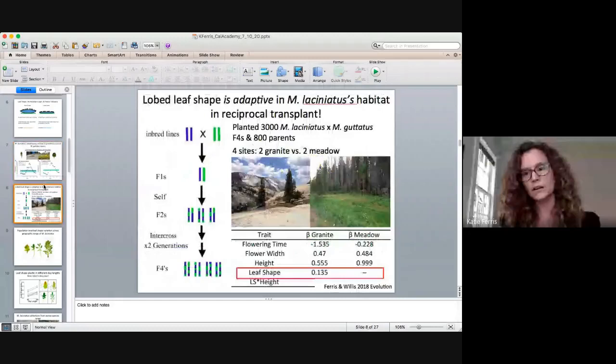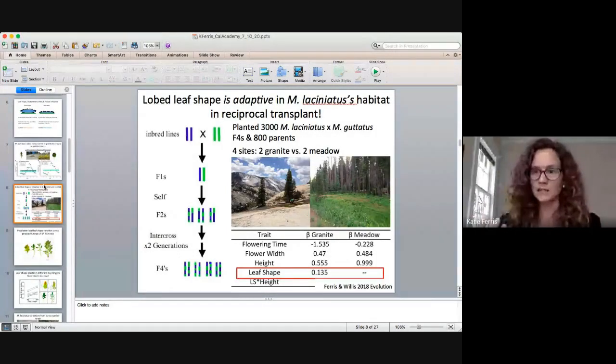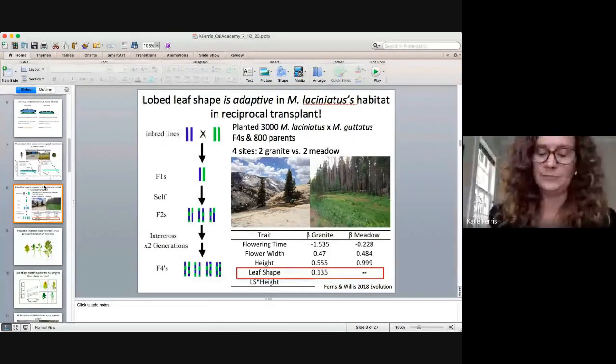I've also done a much larger reciprocal transplant with thousands of hybrids between these round-leaved and lobed-leaved species, laciniatus and guttatus, and looked at natural selection in the field, phenotypic selection on leaf shape, and found that lobed leaves are under positive directional selection in granitic outcrops, so in the Mimulus laciniatus's native habitat. So therefore we can say that this lobed leaf shape is adaptive in its habitat.